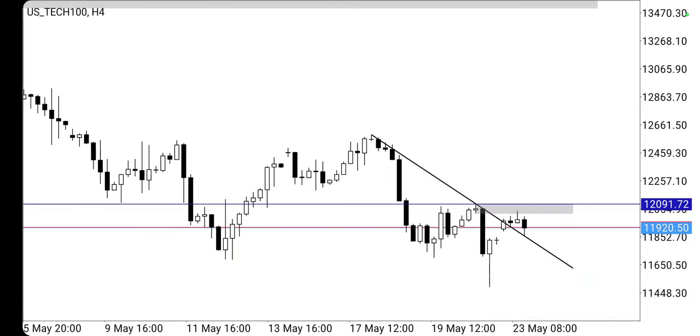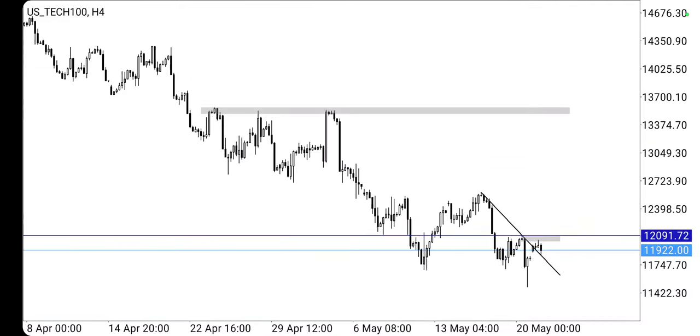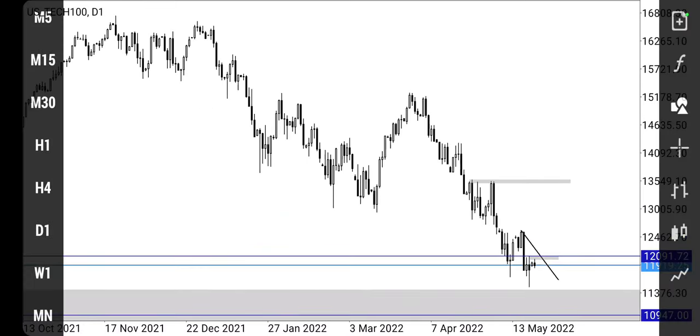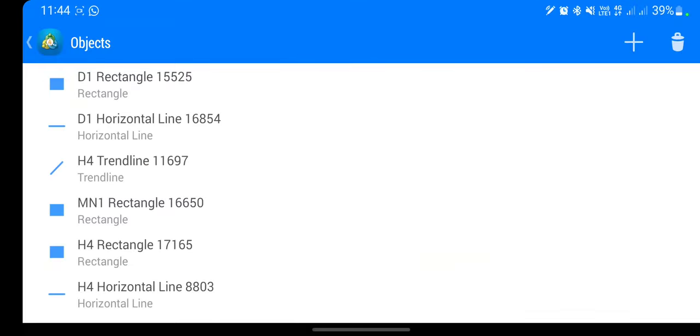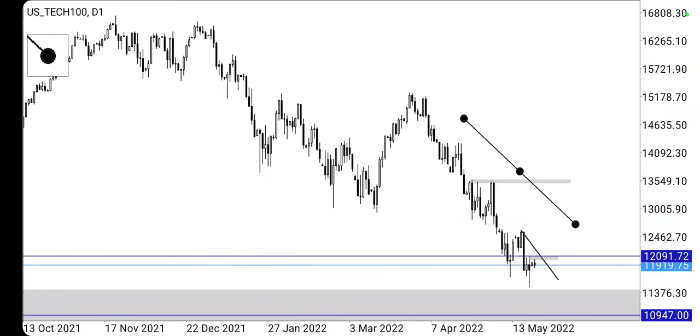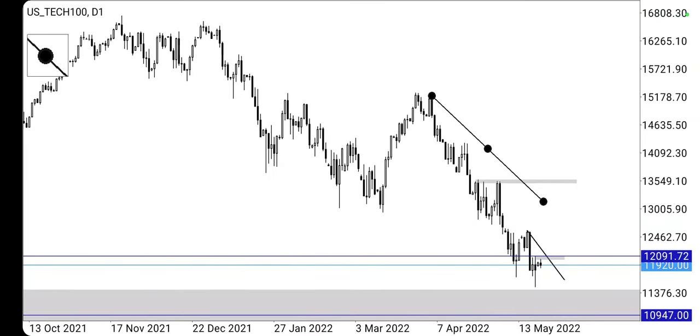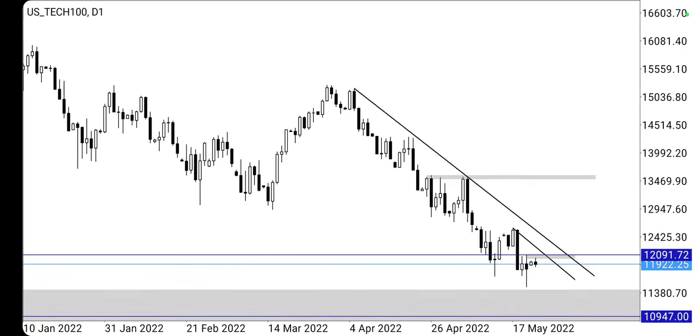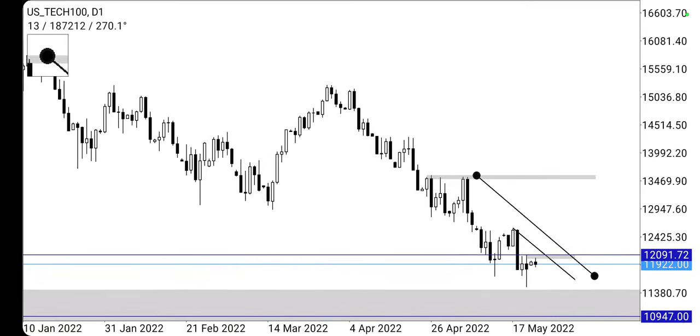So let's go down to H4, that's where we were currently. Let's put the daily trend line so that we can compare it with the H4 and see which one is going to be hit first. Most probably the H4 one, because remember the structure on H4 is quicker than the structure on daily. This was our daily trend line before we made a new low. Now we made a new low, it must be updated.